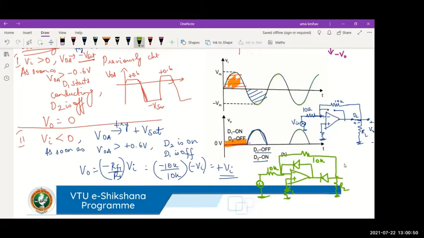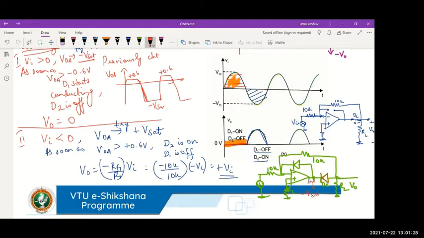You will get an output only when this diode is on, D2. When do you think D2 will be on? When I get a negative voltage here. It's very simple to analyze. You need not worry much. You will have the output voltage present only when D2 is on. You have to analyze what is the condition for D2 to be on. If D2 has to be on, I should get a negative voltage here, a high negative voltage, or this VOA should tend towards minus Vsat.